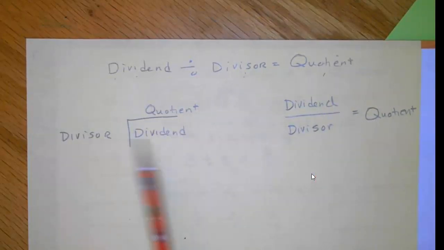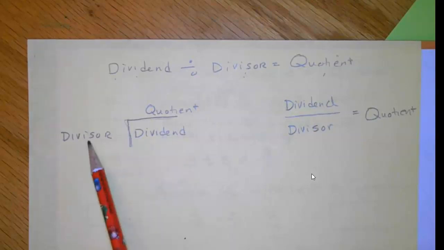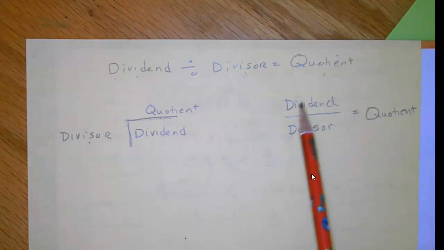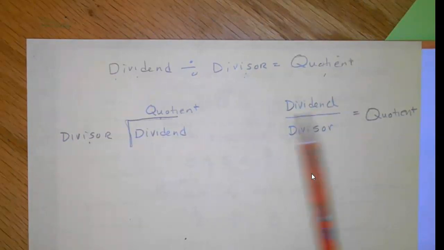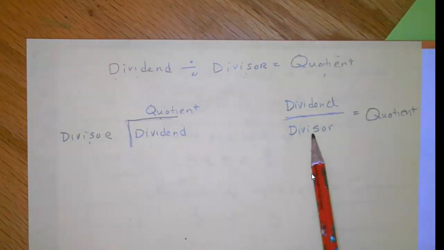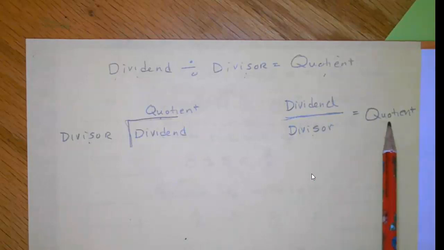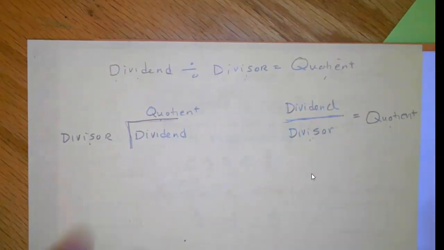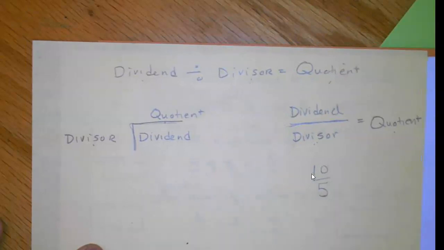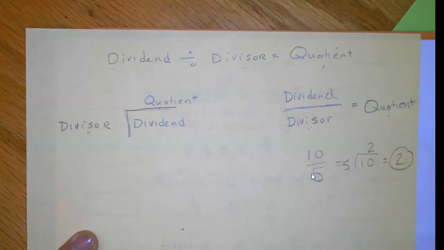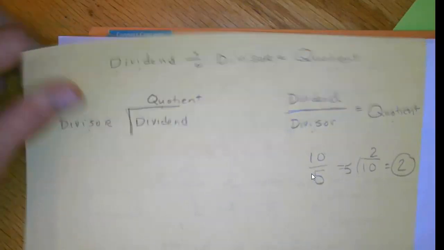A dividend can also be written inside of a division box. The divisor goes on the outside and the quotient will be written on top. And a division problem can even be written as a fraction, where the numerator would be the top number. It'd be like a dividend divided by the denominator, which is our divisor, and then whatever that is equal to would be the quotient. Okay, and we saw a lot of these when we were doing improper fractions. If we had 10/5, we know that's the same as 10 divided by 5, and our quotient would be 2. All right, so that would be an example of that particular type.